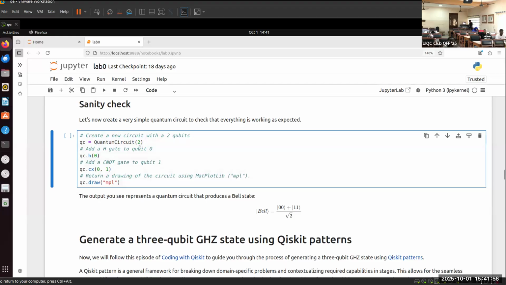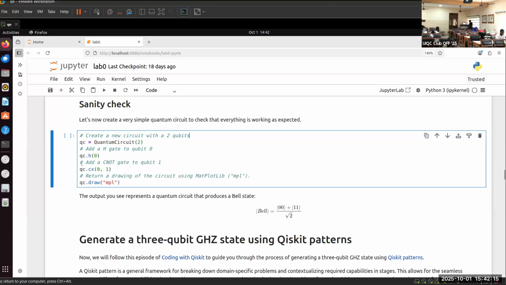So with 2 qubits, then add an H gate to qubit 0. So this is the task. To do that, I believe I've explained this by now. You do QC.H, qubit 0, just put the 0 in. Then add a CX gate to qubit 1. So CX gate, you're going to hear about the gate.